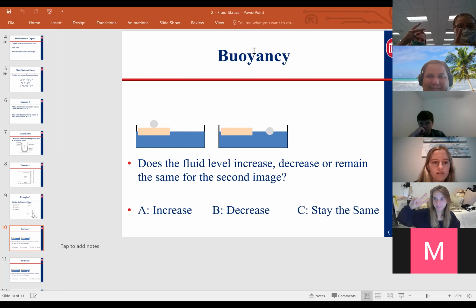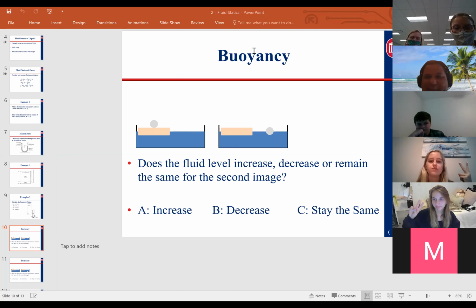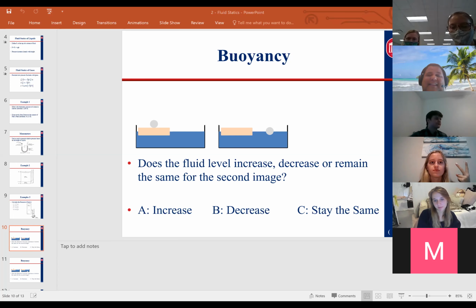What do you got? All right, I see some scissors. I see a rock or two. The chat's blowing up. Scissors, rock, scissors, scissors, rock. So nobody likes paper in this. So everyone thinks it either increases or it stays the same. So the answer is, in this case, the fluid level stays the same. So scissors get the point, and rocks, no points to Gryffindor, I'm sorry.